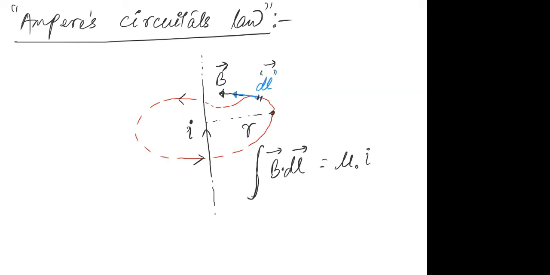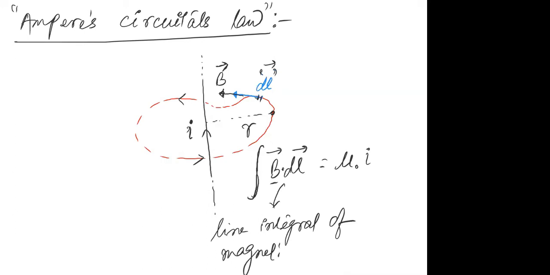Again, listen to me. It is also called a line integral. Why is it called a line integral? Because you are integrating the magnetic field with respect to length. That is why it is also called a line integral: the line integral of the magnetic field over this whole closed loop.